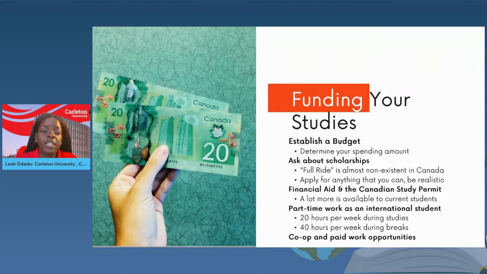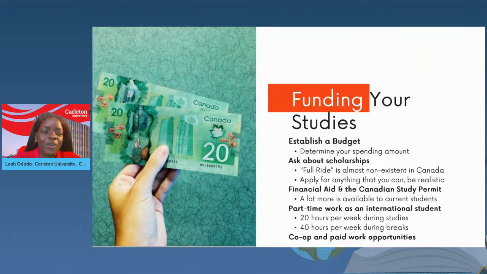And then during the holidays, you can work full-time. That is allowed and accommodated. So that does help you get a bit of extra money to finance your studies, or at least finance your living expenses. And then taking advantage of the paid work opportunities like co-op, they do pay a bit more and you are working full-time. So you can always put that towards your tuition as well.